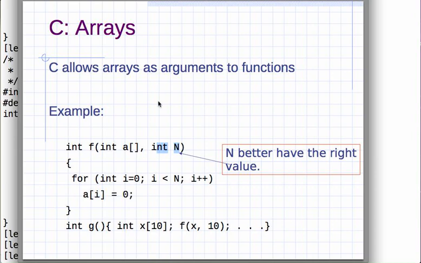Okay, so once again, C does allow arrays as arguments to functions. You can pass arrays into functions, but the thing is, the function may not know how big the array is, so you have to pass in the size as well.